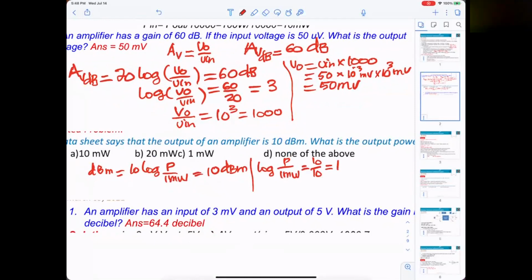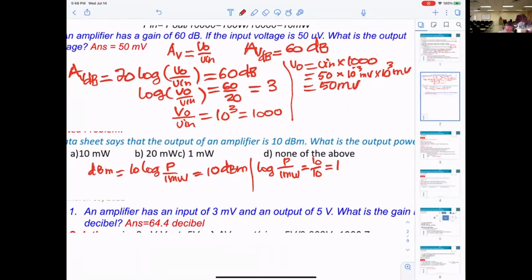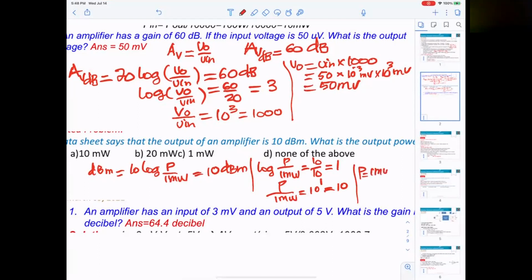Then you have to get rid of the log. So you want to say P over 1 milliwatt equals 10 to the power of 1, which is equal to 10. And that will be P equals 10 milliwatt. So P is equal to 1 milliwatt times 10. You multiply both sides by 1 milliwatt, and that's how you get P by itself. Okay, so the answer will be 10 milliwatt.